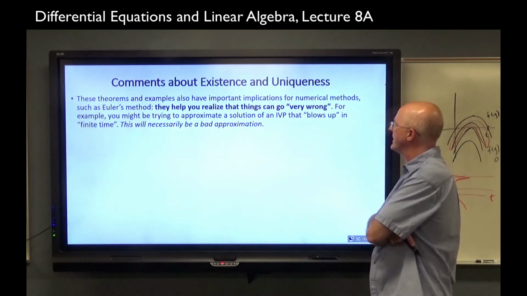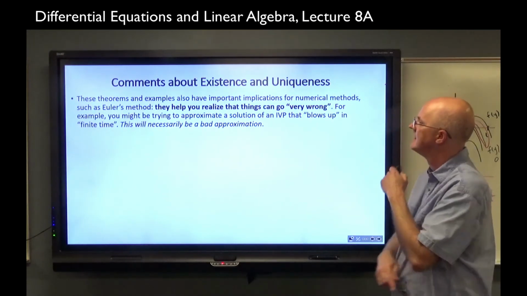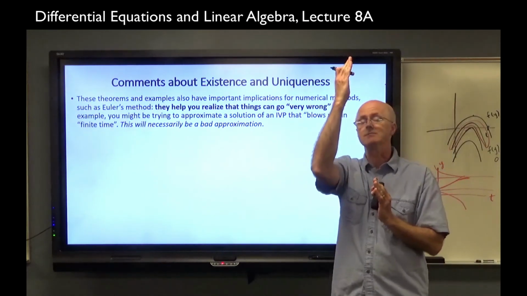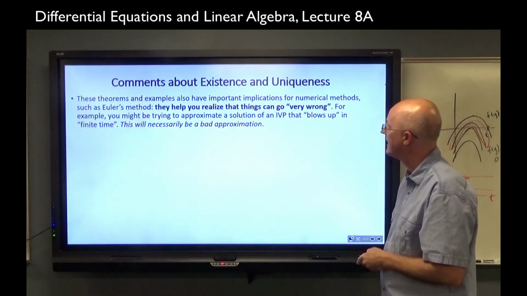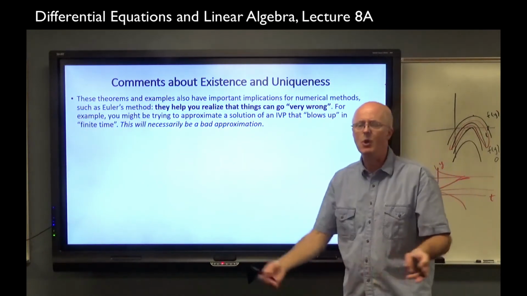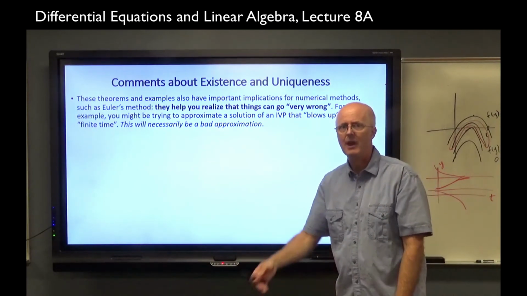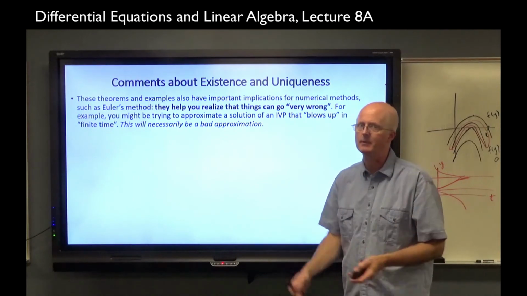For example, you might be trying to approximate a solution of an IVP that blows up in finite time. In other words, it has a vertical asymptote. There are plenty of examples like that. And so this will necessarily be a bad approximation. There's no way Euler's method is going to give you a graph that blows up in finite time and has a vertical asymptote. That won't happen with Euler's method.